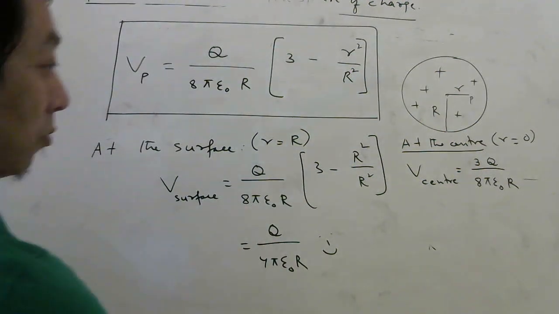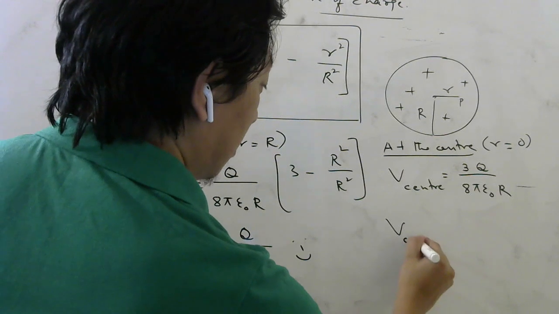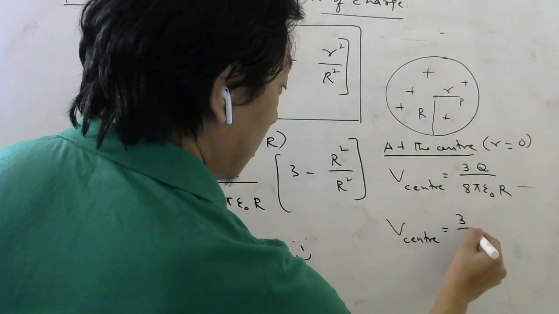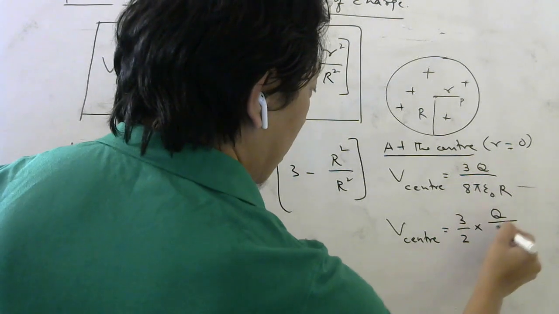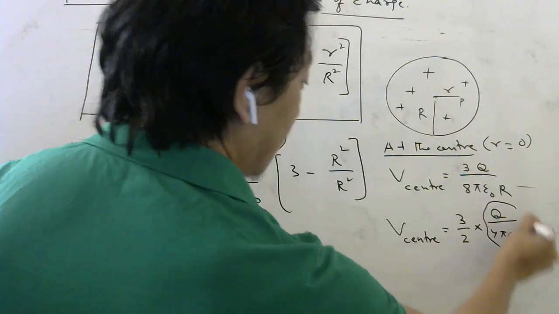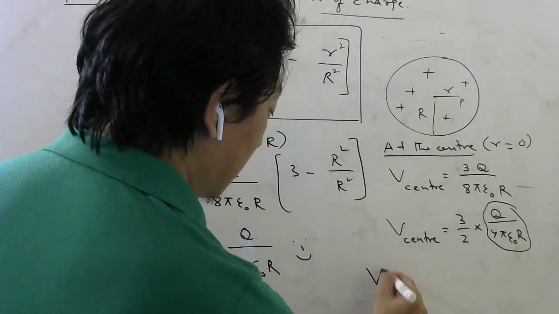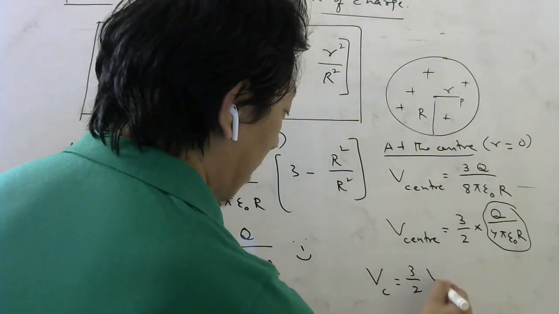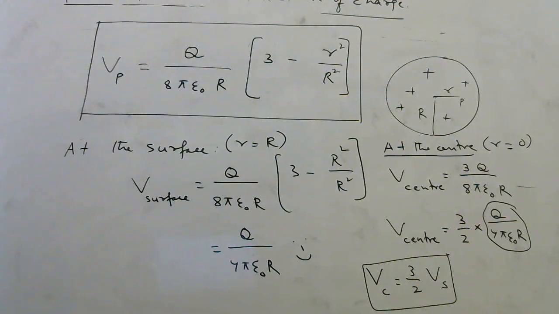Can I write this formula in terms of potential of the surface? Look carefully. Let me write 3 by 8 as 3 by 2 into remaining part will be what? Q by 4 pi epsilon naught r. What is this? Potential on the surface. So very interesting result. Potential at the center is 3 by 2 times potential on the surface. Say it 3, 4, 5, 6 times.